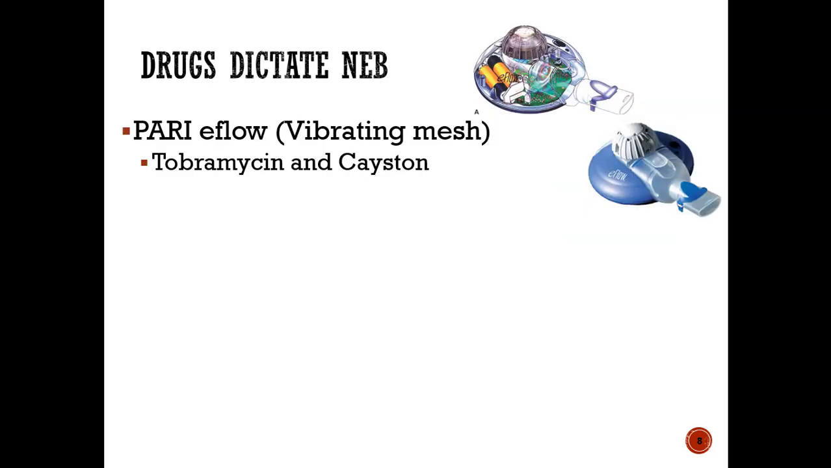Another example of where drugs dictate the neb, and this one you are going to want to know a little bit about, is this called the Pari eFlow. You don't have to memorize that name, but it's a version of a vibrating mesh neb. And what I would do is just make a little mental note of this UFO looking nebulizer here, because with CF patients that come in, they will have these nebulizers, and they're used for either tobramycin or Cayston.